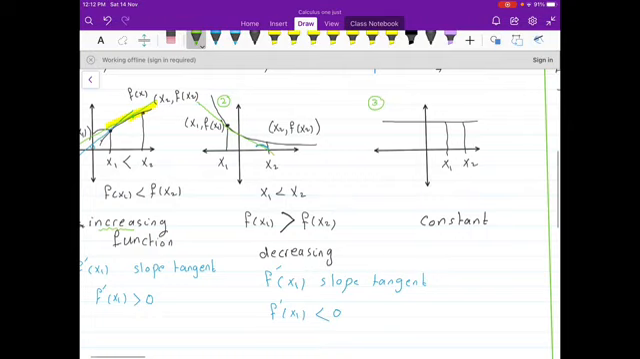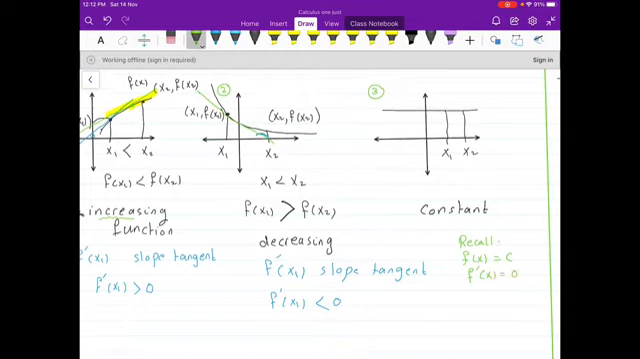Now, recall: if f(x) equals a constant c, then f prime of x equals 0. So in this graph, if f prime of x equals 0 for all x in the domain of f(x), that means f(x) is constant.